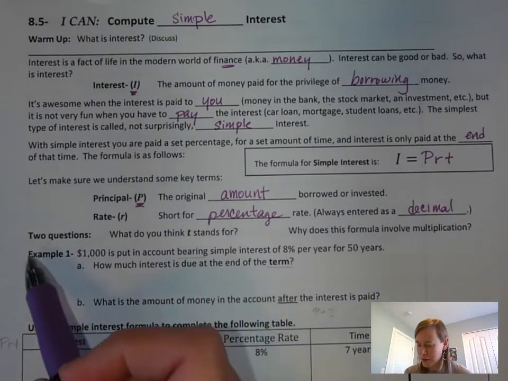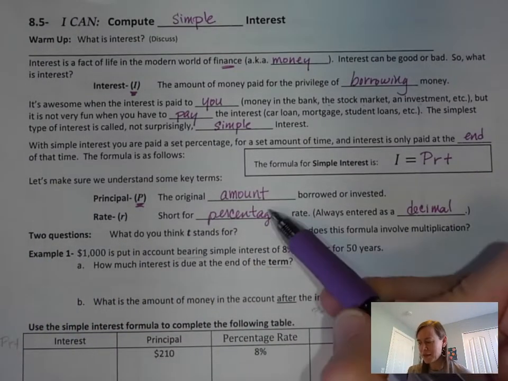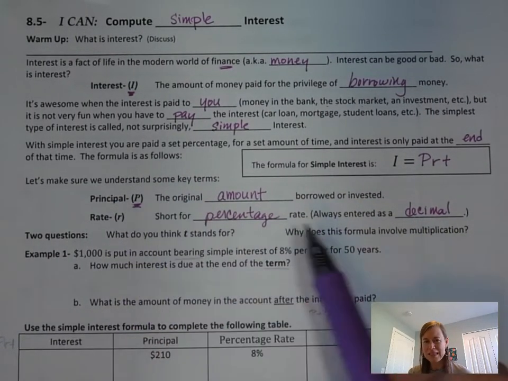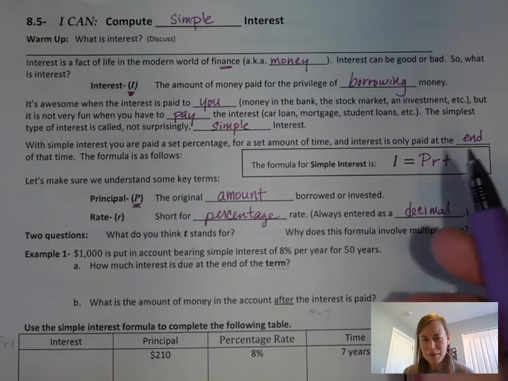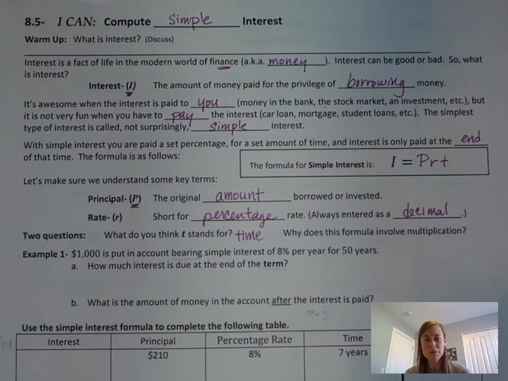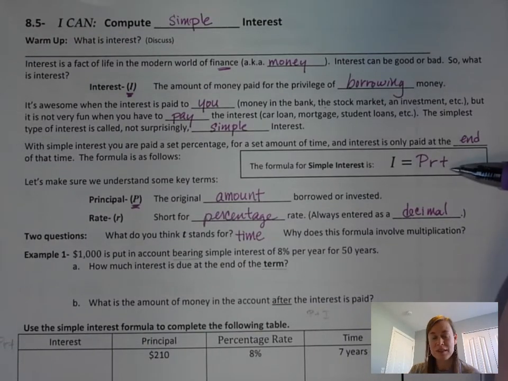Okay, let's keep going. Two questions. What do you think the T stands for? All right, so that P is the principal. The R is the rate. What is the T? The T is going to be for time. So like if your car loan was paid back over 5 years, you might put 5 for the time, something like that.